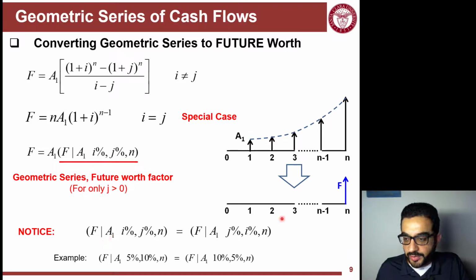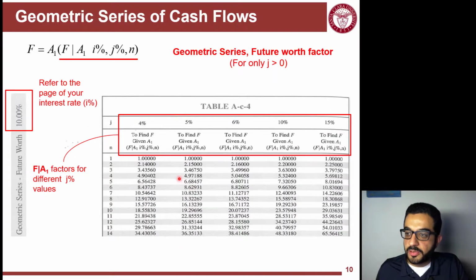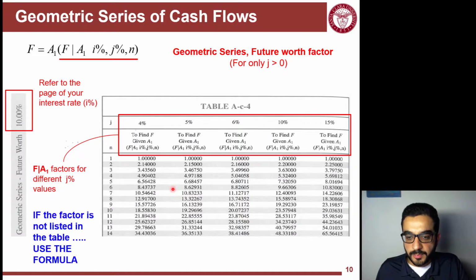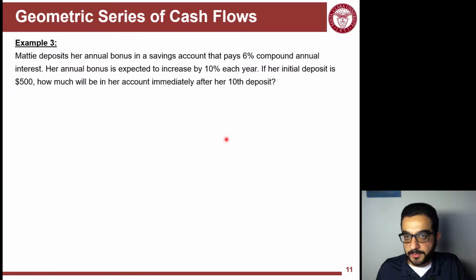One thing to note here is a funny observation. If you flip I and J, it will give you the same factor value. So if I is 5% and J is 10%, and I flip it so that I is 10% and J is 5%, the factors will be the same value. There will be different pages for F given A1, but the same structure. For the interest value of the page, the columns are J, and the rows are N. If you don't have the exact values for I, J, and N, use the formulas.